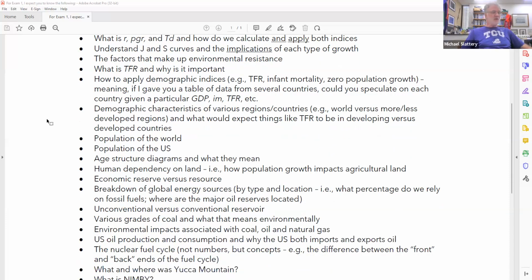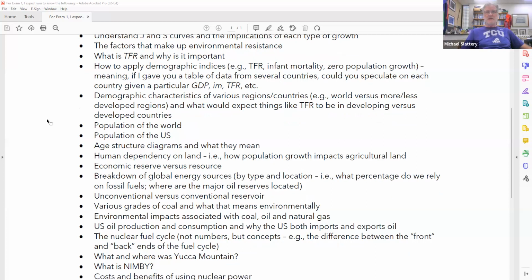Okay, so this next one I get questions on all the time, how to apply demographic indices. I'm going to give you a table of data that you haven't seen before. It's going to include these indices of different countries. What is the total fertility rate? What's the infant mortality rate? What's the GDP? And so on. And I'm going to ask you questions about those. In other words, you need to understand what those are relative to developed versus developing countries.